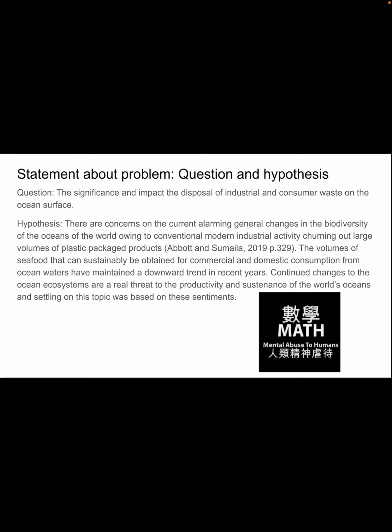The statement about problem, question, and hypothesis. The question is the significance and impact of disposal of industrial and consumer waste on the ocean surface. And the hypothesis is there are concerns on the current alarming general changes in the biodiversity of the oceans of the world owing to conventional modern industrial activity churning out large volumes of plastic packaged products.